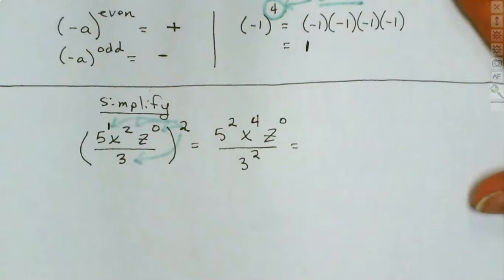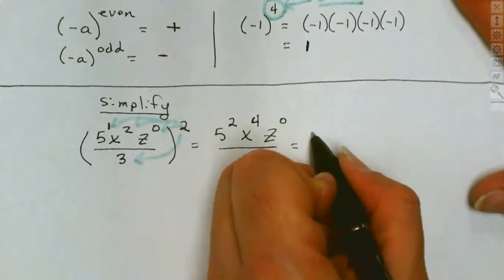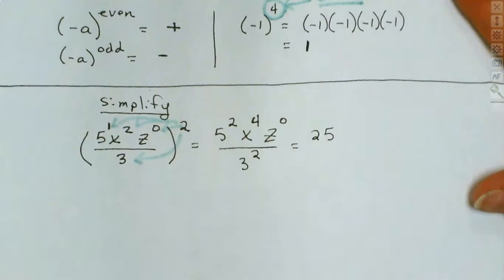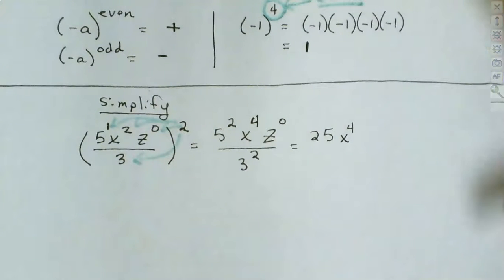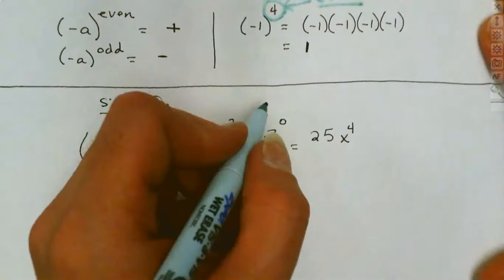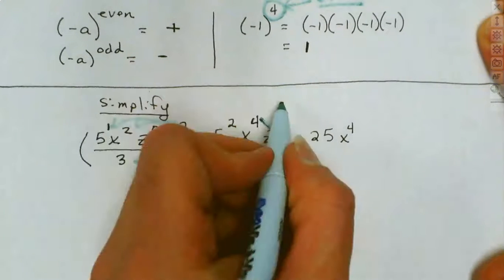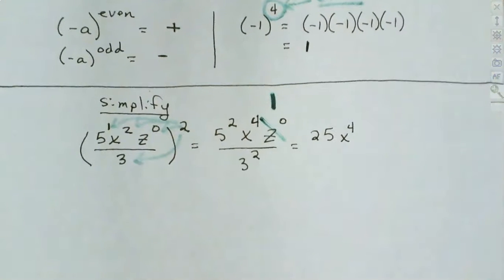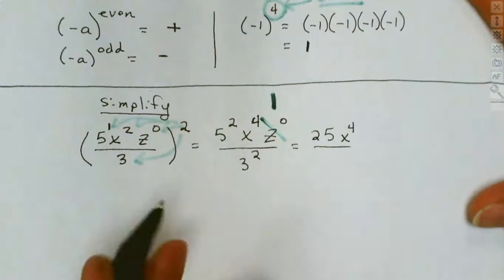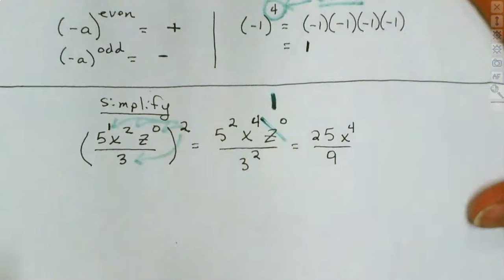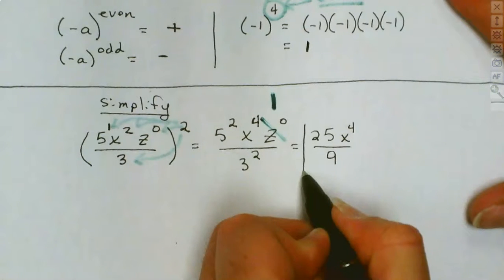Now we're going to clean this up a bit. 5 squared is 25. X to the 4th stays as it is. But what about this z to the 0 power? What do we know about any number raised to the 0 power? What is that? 1. So it's gone. Because any number raised to the 0 power is 1. What about down below? 3 squared is 9. Do we have any negative exponents? No. So we're done. And that's going to be our final answer on that one.